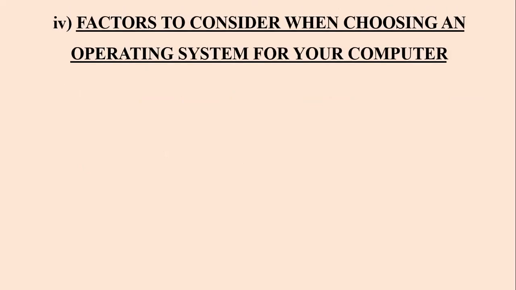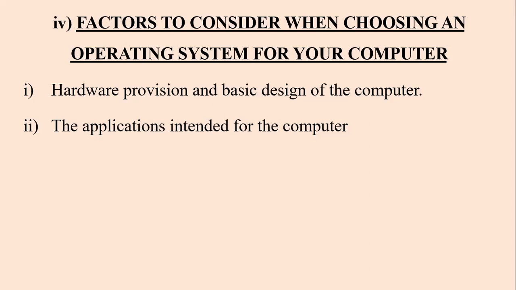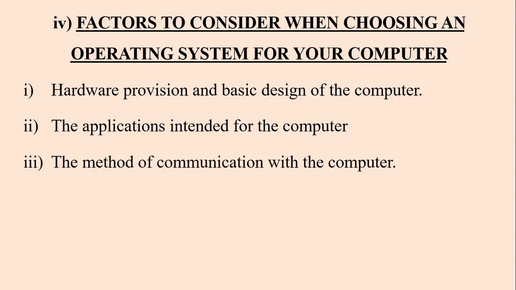Let's now look at the factors that you would consider when choosing an operating system for your computer. The first factor to consider is the hardware provision and basic design of the computer that you want to purchase an operating system for. Number two is the applications intended for the computer. This is because various operating systems support various types of applications. Number three is the method of communication with the computer. That is, whether you want to be communicating using menus, using commands, or using graphics.